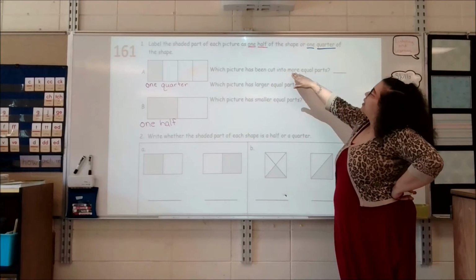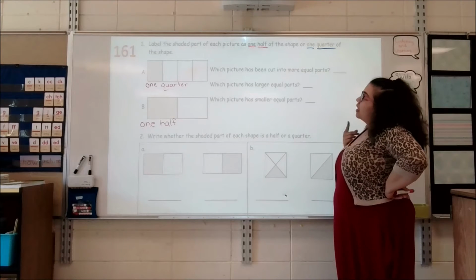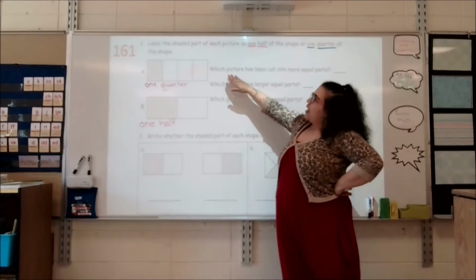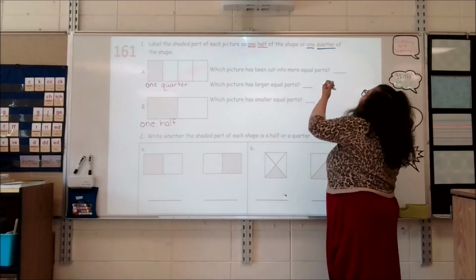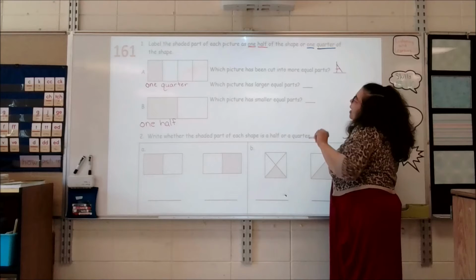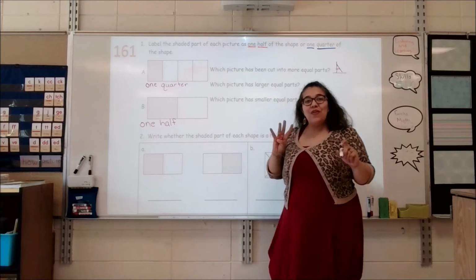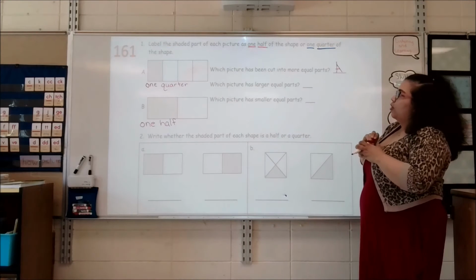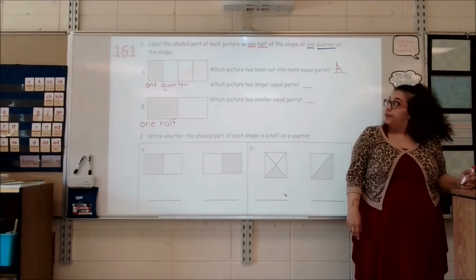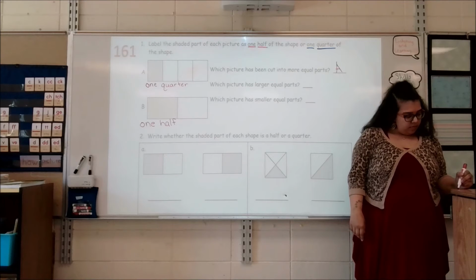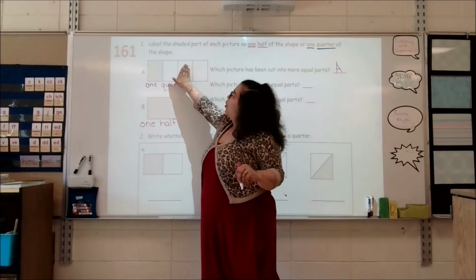Which picture has been cut into more equal parts? A or B? A. Good. How many equal parts are there in A? 4. There are 4 equal parts in A. Thank you. Which picture has larger equal parts? A or B? Does A or B have larger equal parts?